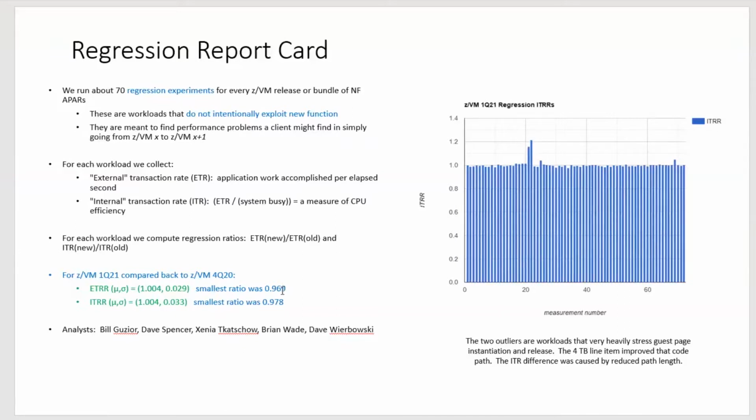I feel very happy when our set of regression workloads comes out this way. And I'm delighted to tell you that these are my team members who did these things. Billy Gouger looks after CMS regression. Dave Spencer has his hands in a lot of different things. Xenia works on SSL and connectivity kind of regression, and so does Dave Werbowski, and I try to keep them all going the same direction.